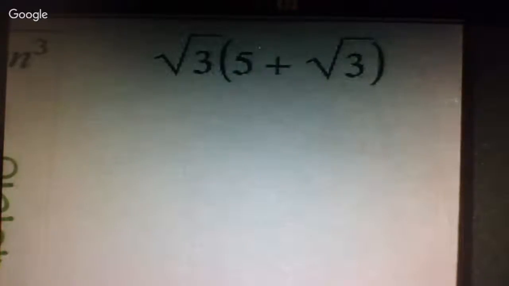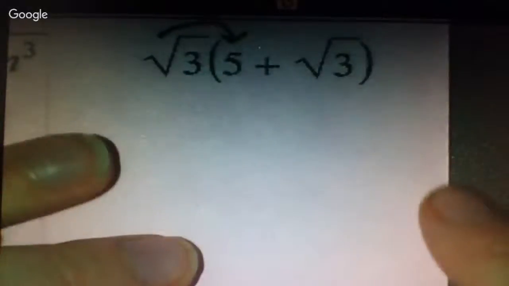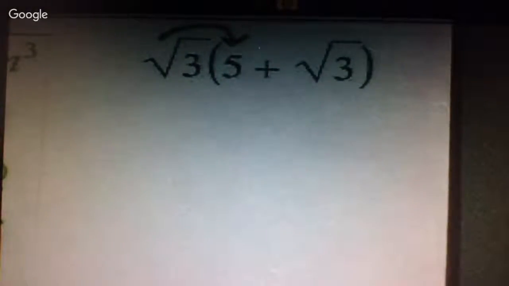Okay. So, we're going to distribute 5 times the square root of 3. There is no square root with your 5, right? So that makes 5 the coefficient, or just a number.